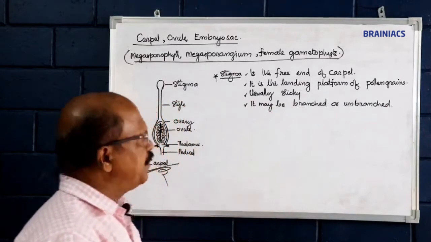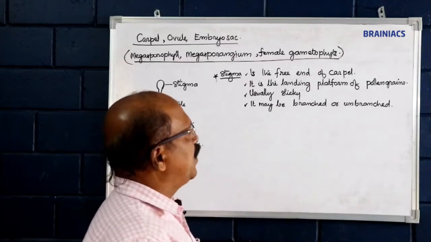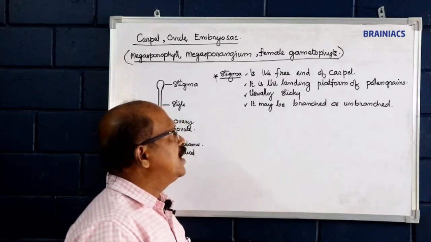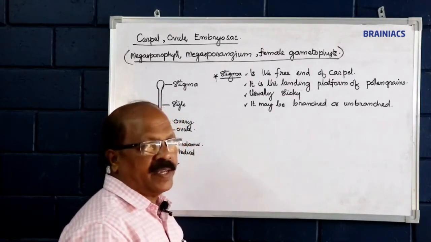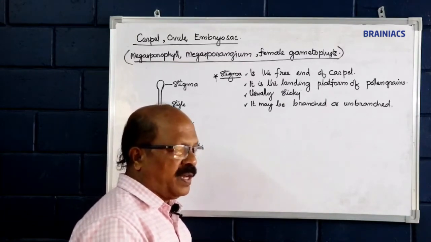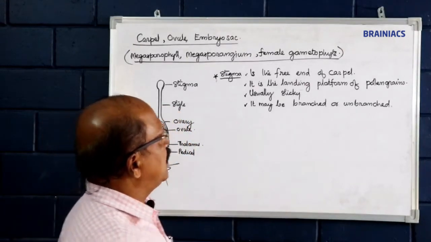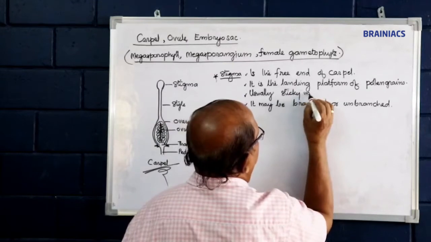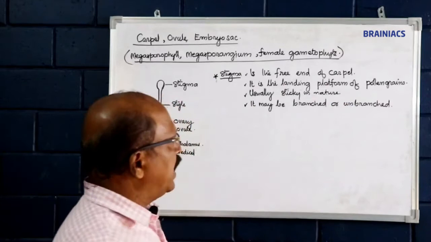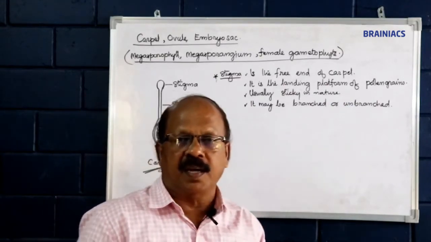Most probably unbranched. Something about stigma. Stigma is the free end of carpel, maybe solid. It is the landing platform of pollen grains. Pollen grains are deposited, or the receptive end of pollen grains will be the stigma. Usually sticky in nature. It may be branched or unbranched. That is about the stigma region.